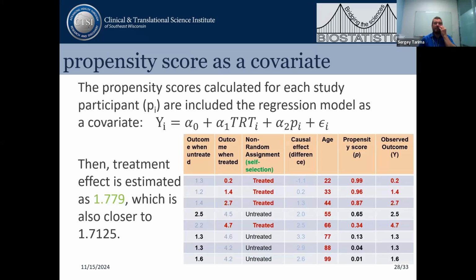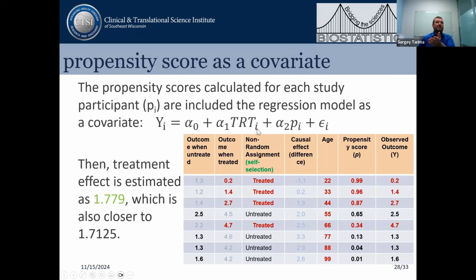Other possibilities for how we can apply propensity scores. We can use the propensity score as a covariate. You know how to calculate propensity scores, we already discussed it, and then we just include it as a covariate in the regression model. If we exclude this propensity score, that will be just a two-sample t-test to compare two groups. But if you add an additional covariate, it will be multiple linear regression. In this case, we have just two predictors. One predictor is treatment versus untreated. Another one is the propensity score.